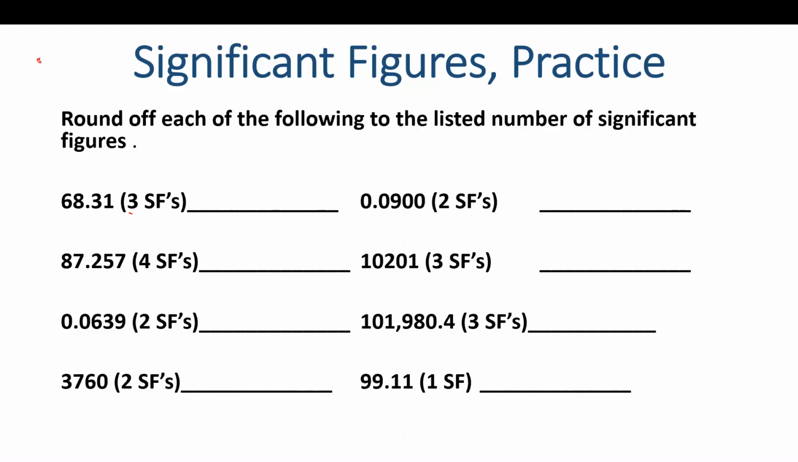So for this first problem, they want us to have only 3 sig figs. So I would go 1, 2, 3 numbers, 3 sig figs. I would stop at the tens place. Now, if I look to the right of the tens place, that number is 4 or less than 4. So I would just drop that number and write 68.3.